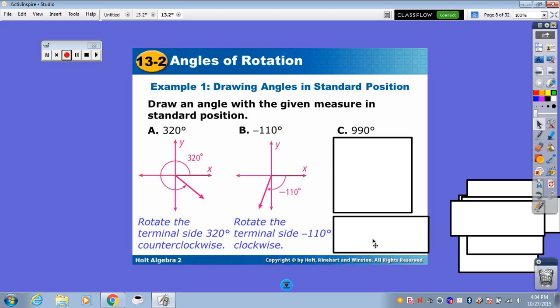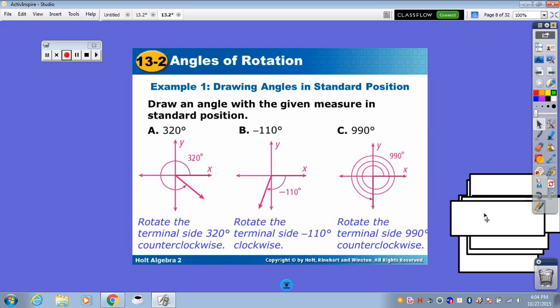990 degrees will require more than one rotation. It's positive, so it'll be rotating counterclockwise. And we can see from there that 360 twice is 720, so it looks like we have something that's roughly 270 degrees, not quite three rotations around the origin.